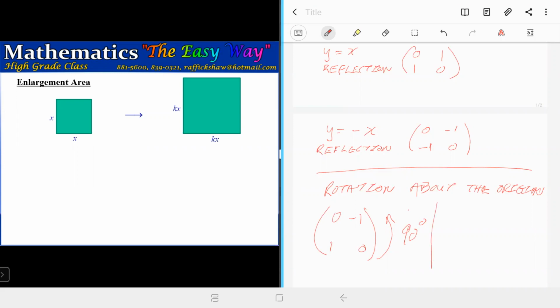And the other one, therefore, is the clockwise. The negative is down here instead for the clockwise. Easy to remember, the negative one is down here instead: 1, 0, 0. That's a clockwise 90-degree rotation matrix about the origin.